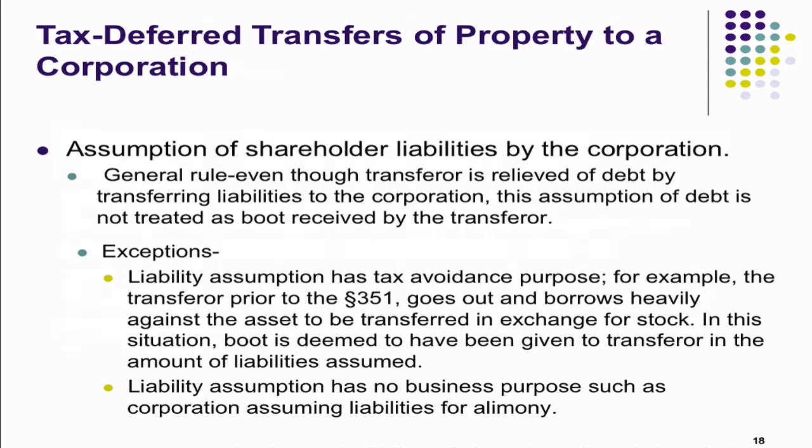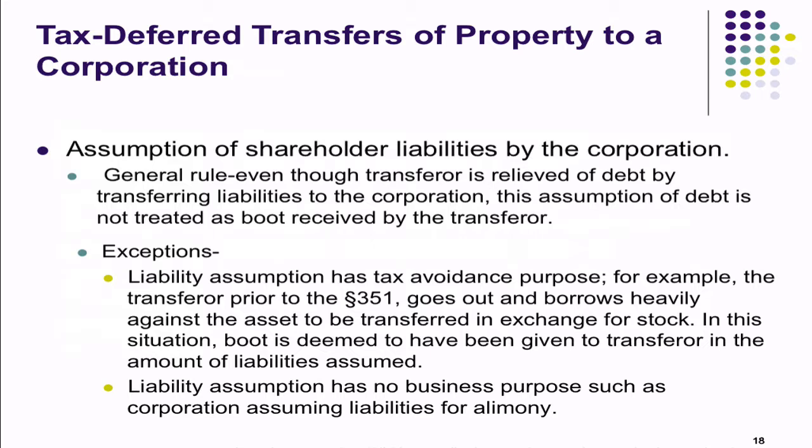So that doesn't happen. What we're going to do is we're going to say those liabilities that you got relieved of is boot. In other words, all those liabilities become income to the transferor if we see this as being done for tax avoidance. Okay, so that's one exception. Second exception is liabilities assumed by the corporation have no business purpose at all.